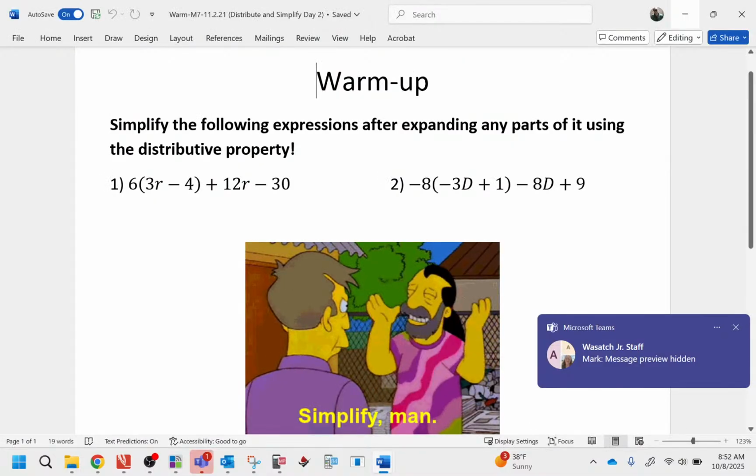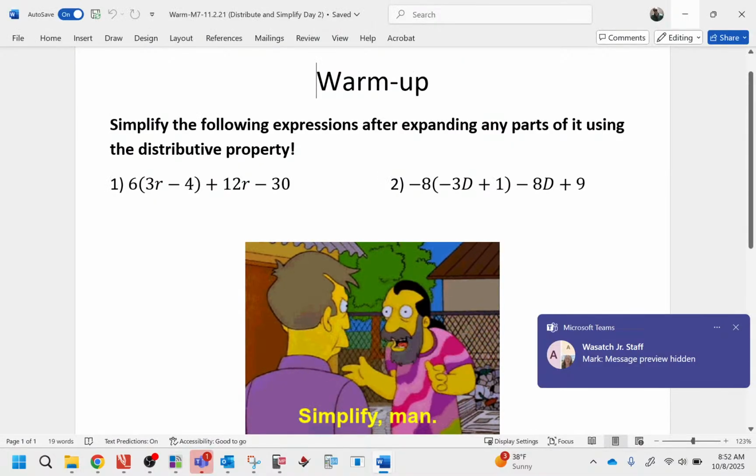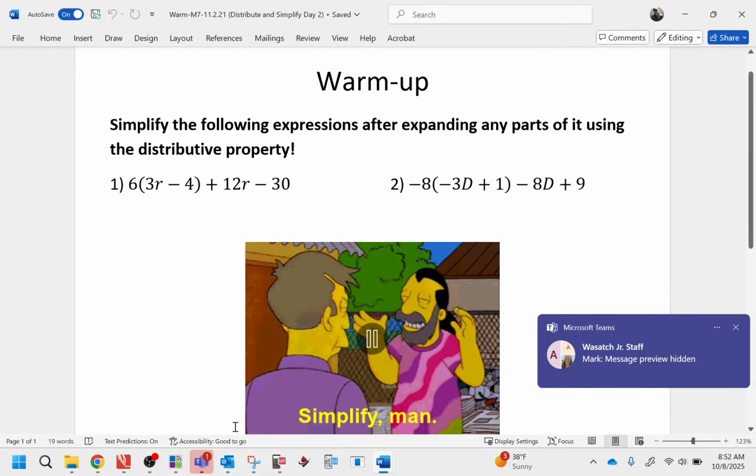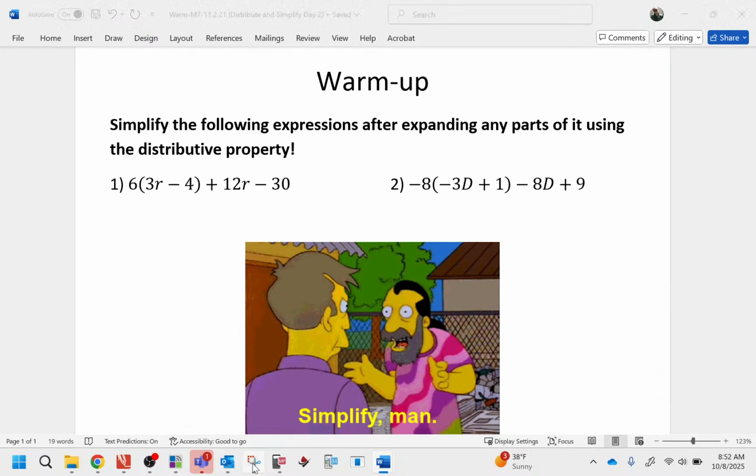Here is your warm-up. Simplify the following expressions after expanding any parts of it using the distributive property. You're going to want to pause the video because we are ready to go on here. So pause the video, do that, and let's hit it.